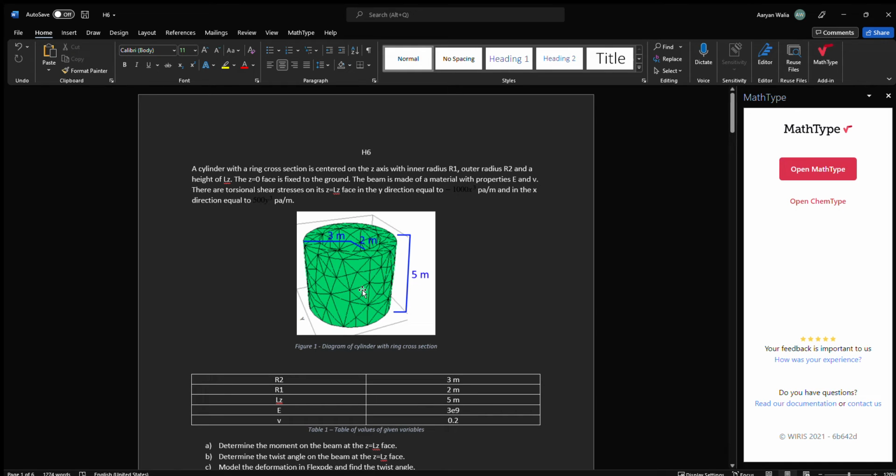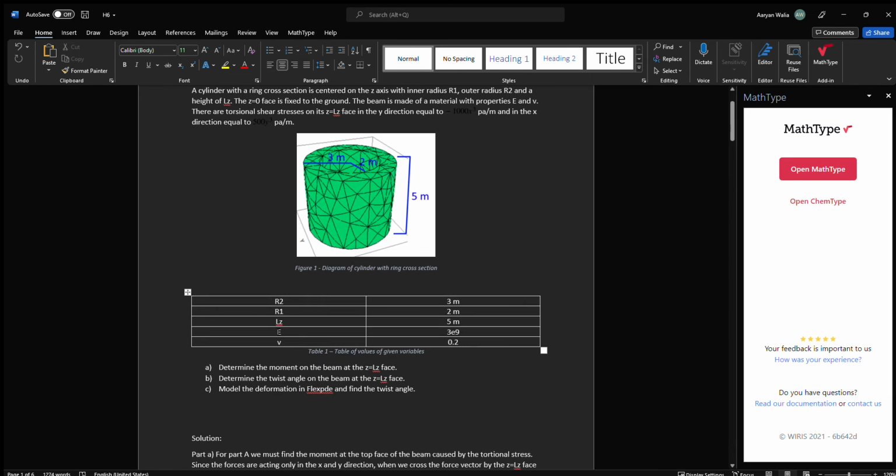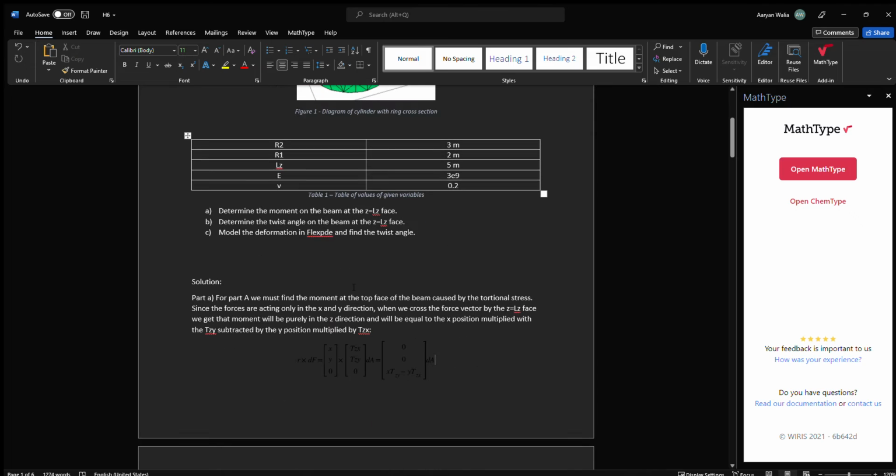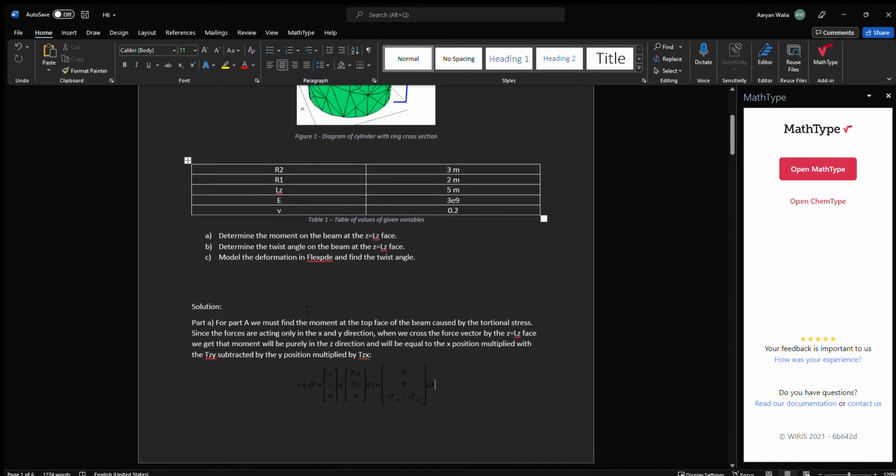It's centered on the z-axis and its bottom face is fixed. It has these two material properties that we're given. And the question asks to determine the moment on the beam at this top face and then determine the twist angle at the top face and then verify the twist angle in Flex. So for part A, we need to find the moment at the top face.